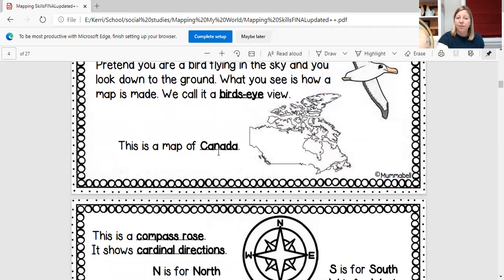This is a map of Canada. A bird's eye view, as if we were high in the sky looking down.